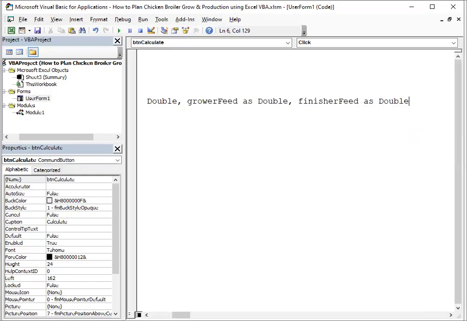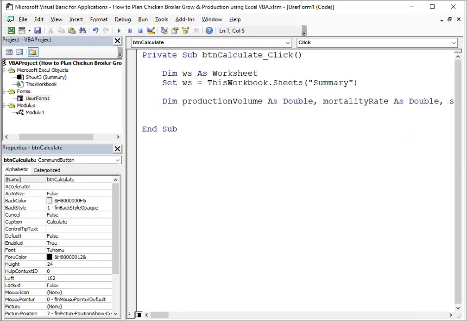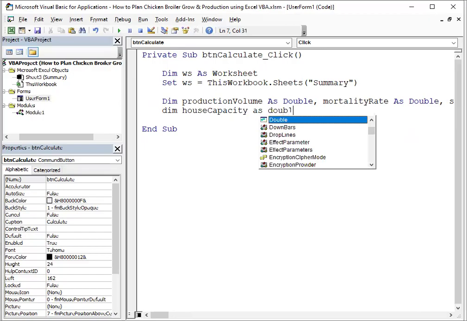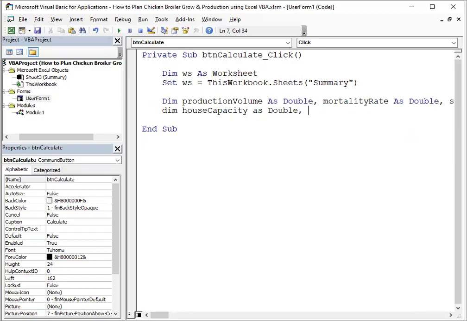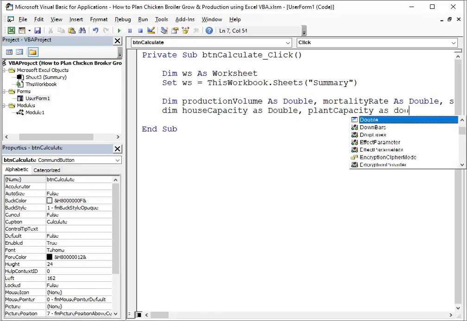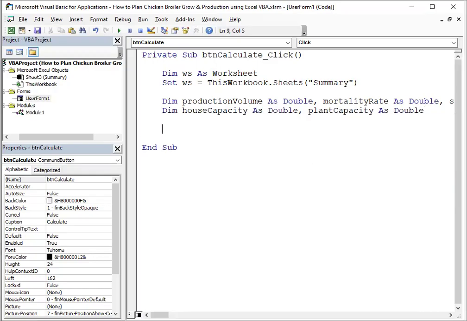Right? Then another Dim. I'm gonna do it next here. Dim house capacity as Double. What's next? Of course, the plant capacity. Plant capacity as Double again. Then we're gonna set the production volume. We're gonna do the equation now.